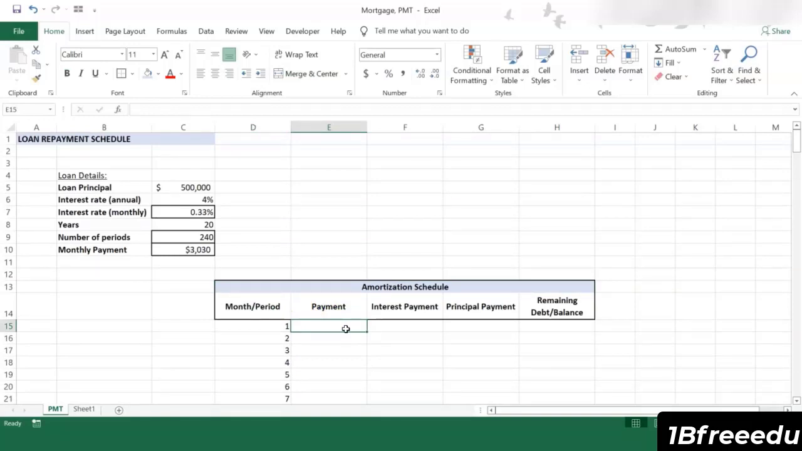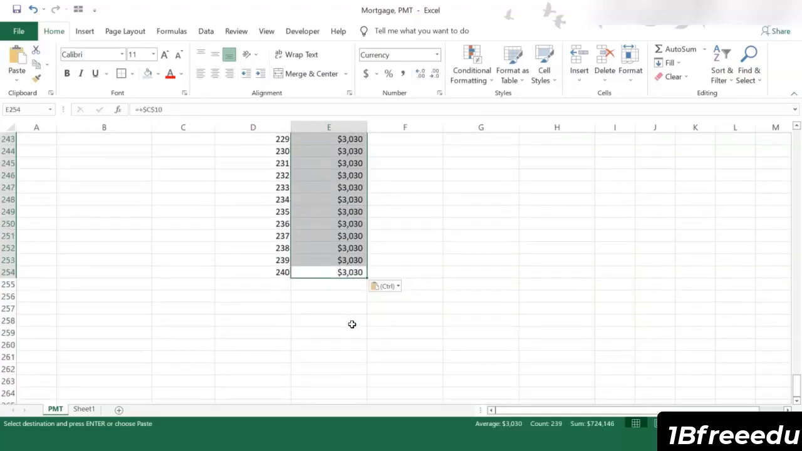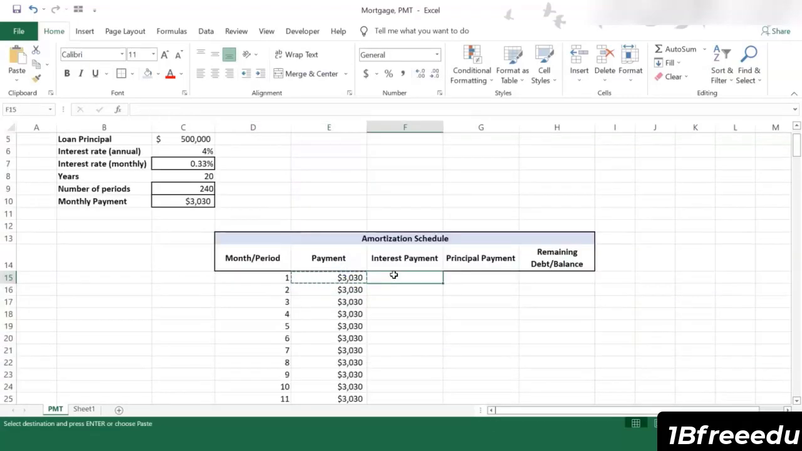Our payments are the same for each month, and you can link the cell, lock it, and then copy it to the bottom of our table. And we can break this payment into 2.